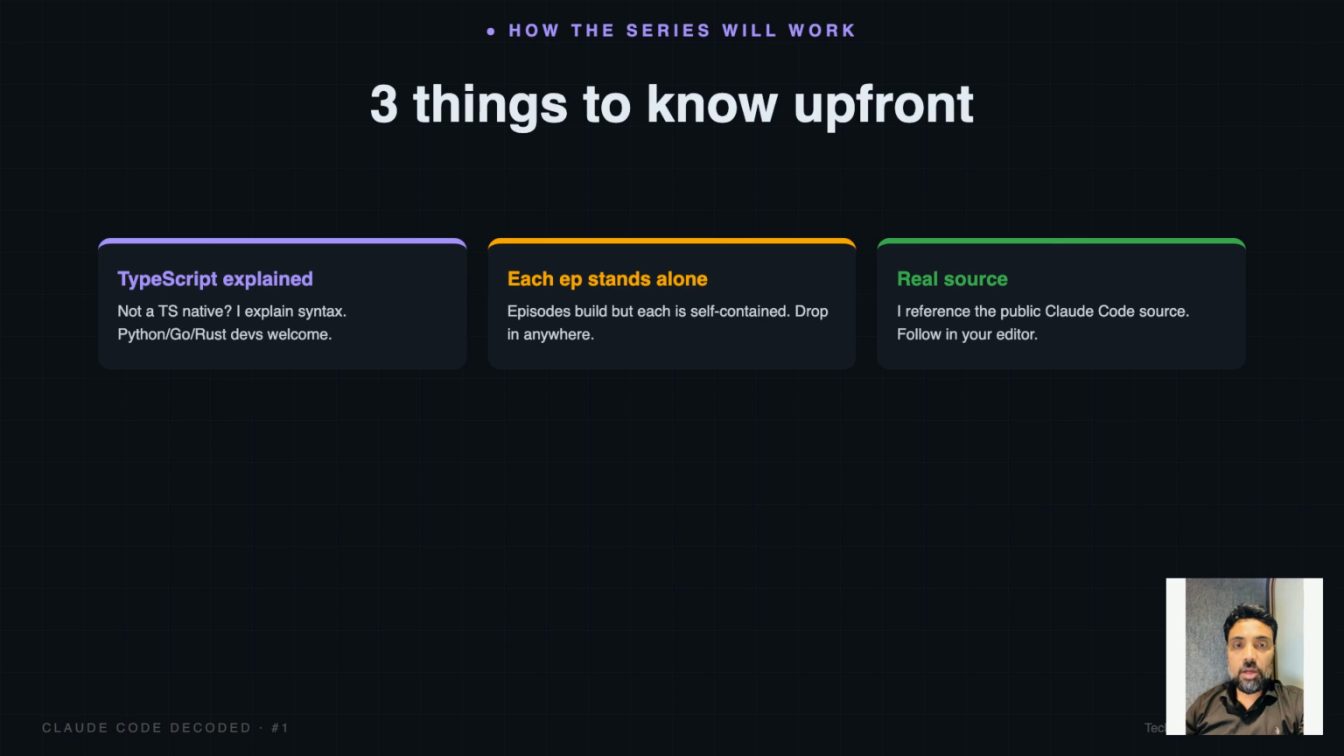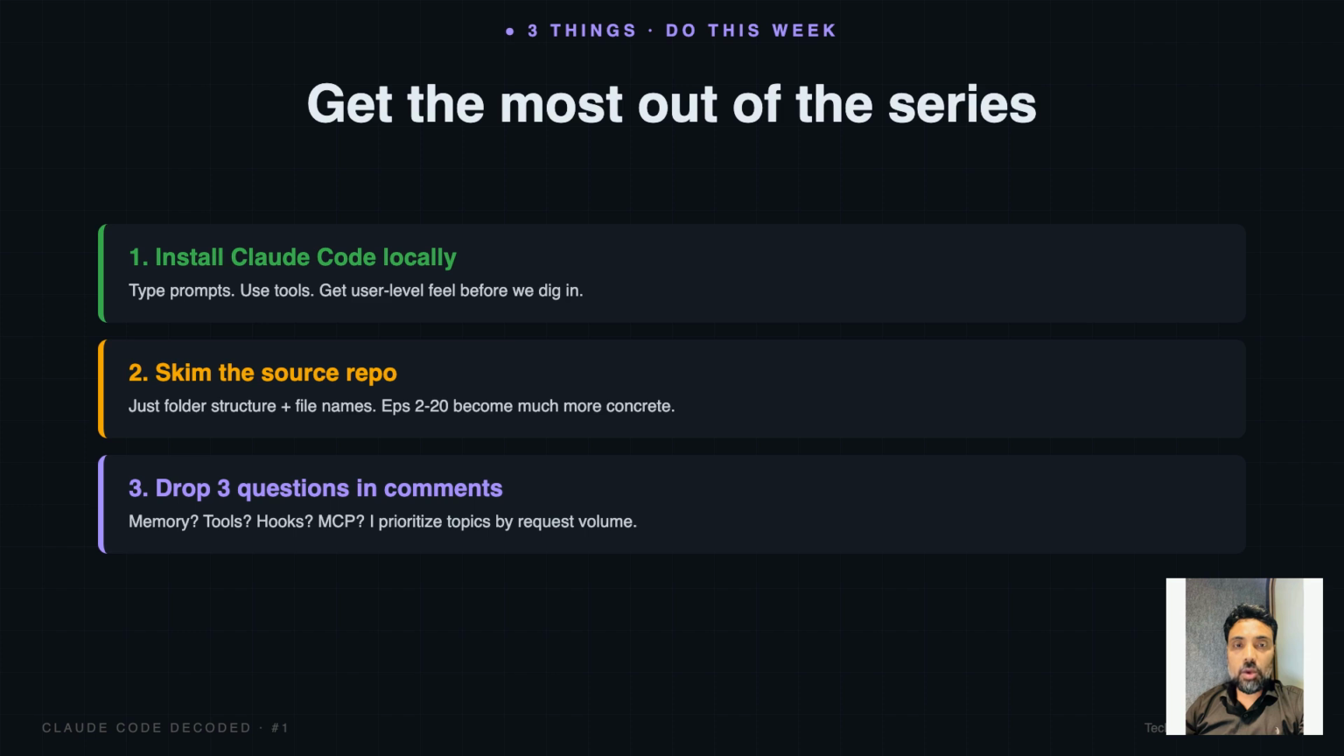Now, 3 quick things you should do this week to get the most out of the series. 1, install Claude Code locally if you haven't already. Type a few prompts, use a few tools, get the user-level feel before we dig into the internals. 2, clone or look at the public Claude Code source repository. Even just opening the folder structure and skimming the file names will make episodes 2 through 20 much more concrete.